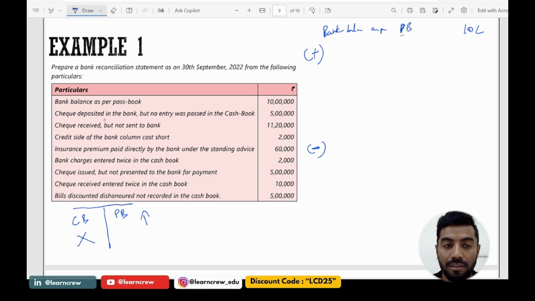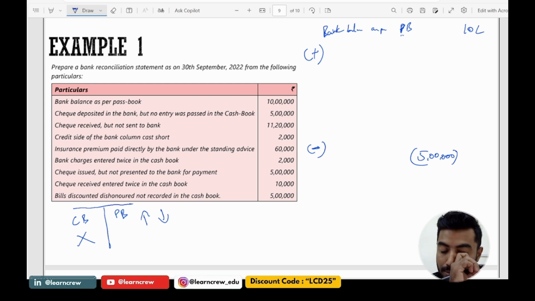Checks deposited in the bank, but no entry was passed in the cash book. So when a check is deposited in the bank, the bank balance will be high. To make it equal, what should we do? Since it's high, to make it equal, we have to reduce it. So minus 5.